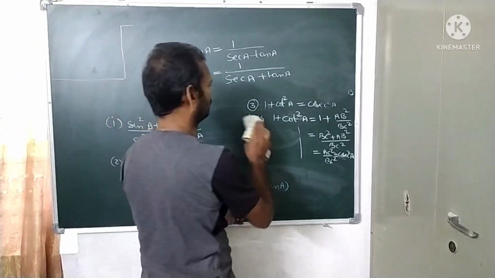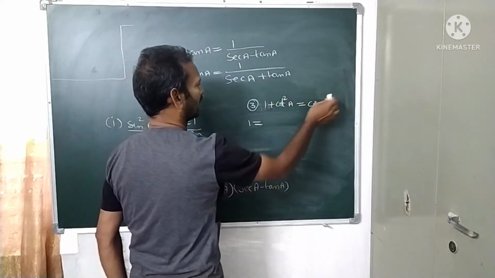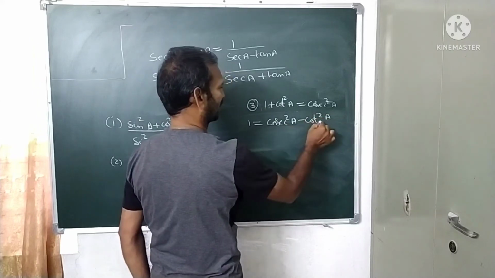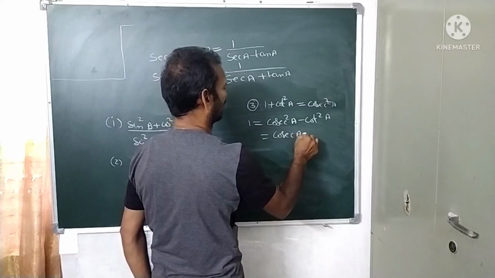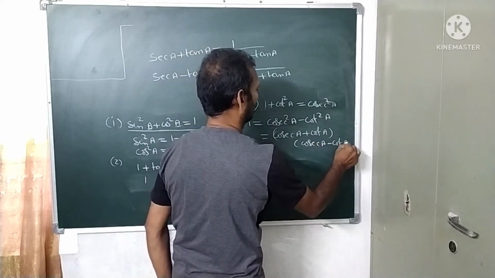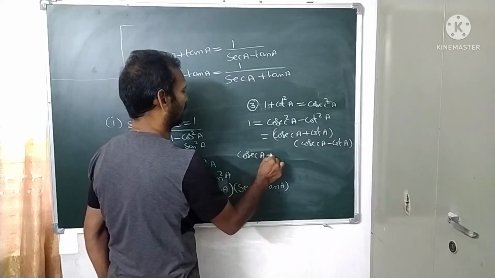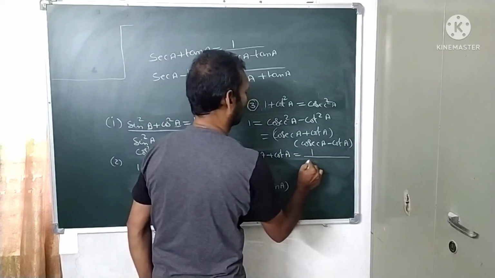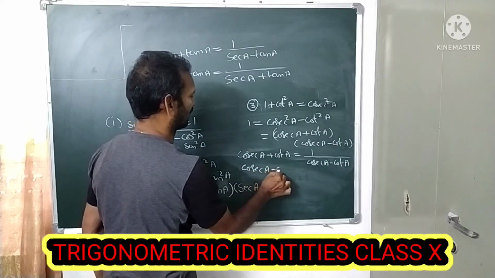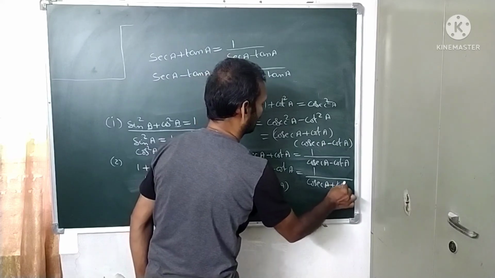Again from here, 1 is equal to cot square A sent to that side, cosecant square A minus cot square A. Again A square minus B square, that means cosecant A plus cot A into cosecant A minus cot A. So leave cosecant A plus cot A here, send this to the other side: cosecant A plus cot A is equal to 1 by cosecant A minus cot A. Similarly, cosecant A minus cot A is equal to 1 by cosecant A plus cot A.